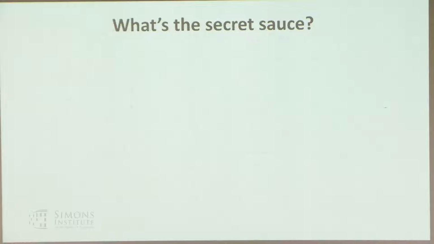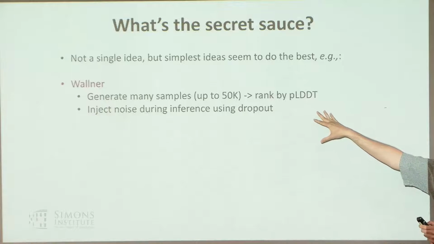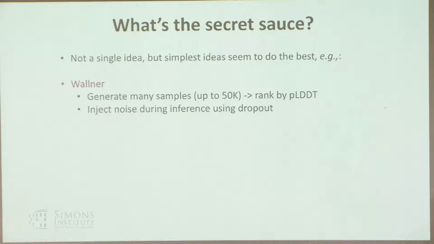And what is the secret sauce? There really isn't one. The biggest thing, I think, that's driven a lot of this is what Warner did, which was to essentially turn AlphaFold 2 into a sampling system. He injected noise through dropout during the inference procedure to make the process even more stochastic. That allows one to sample enough structures and, because the scoring function is pretty decent, rank order them to recover the best one.